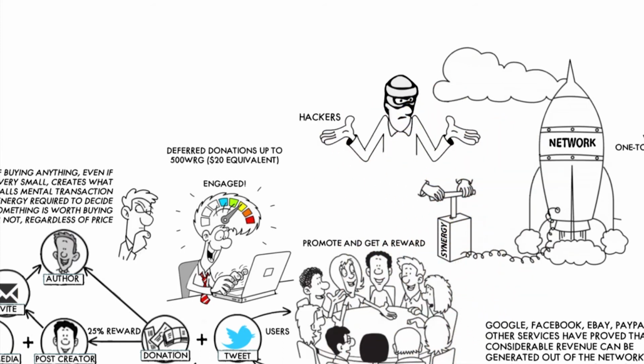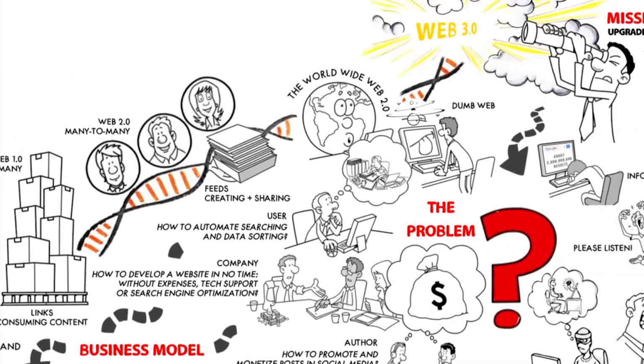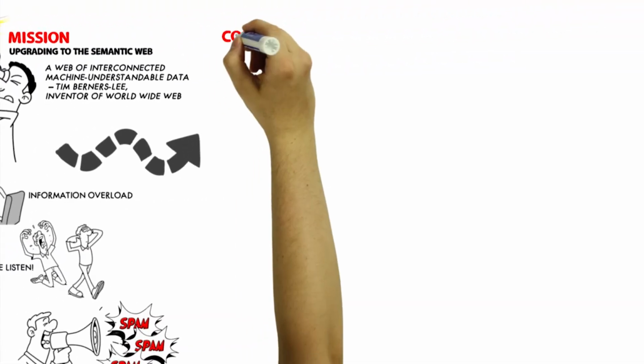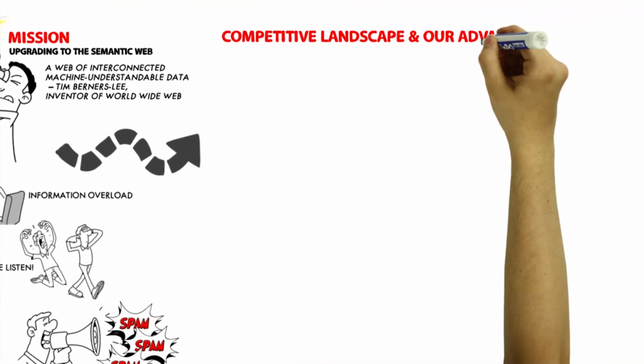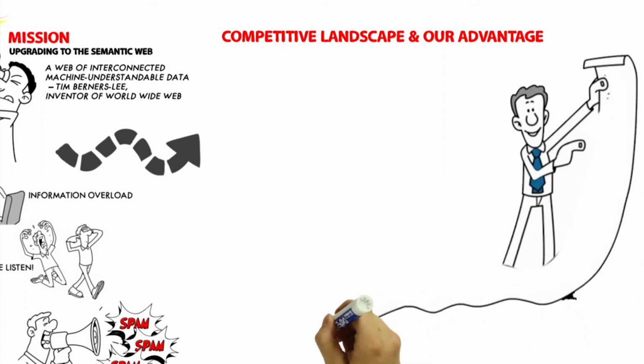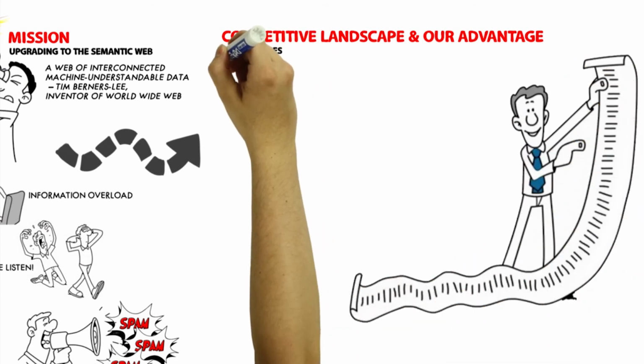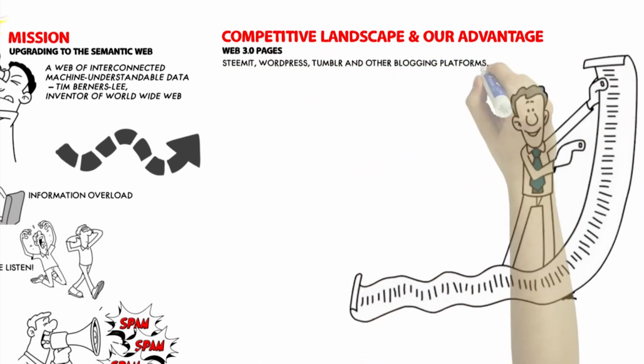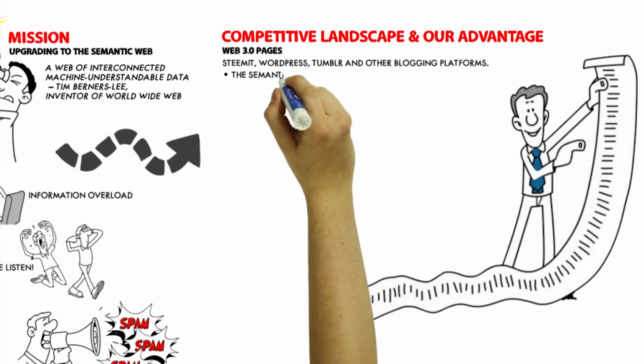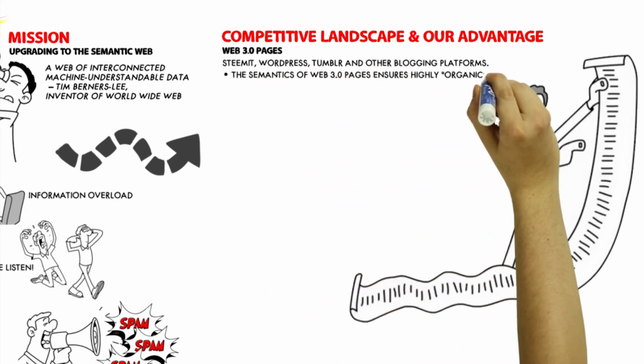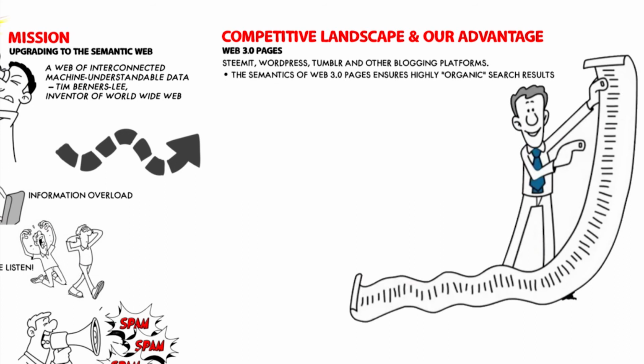Keys to access funds kept in a blockchain are in the possession of users and no one else. The key advantage of WRIO OS is the ability to add new functions to existing services, which makes possible an evolutional transition from Web 2.0 to 3.0. The semantics of Web 3.0 pages ensures highly organic search results.